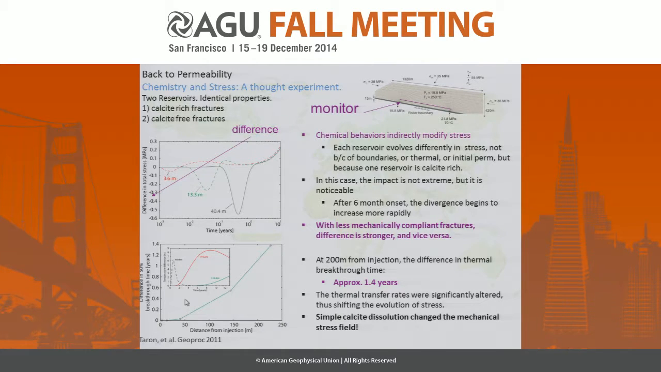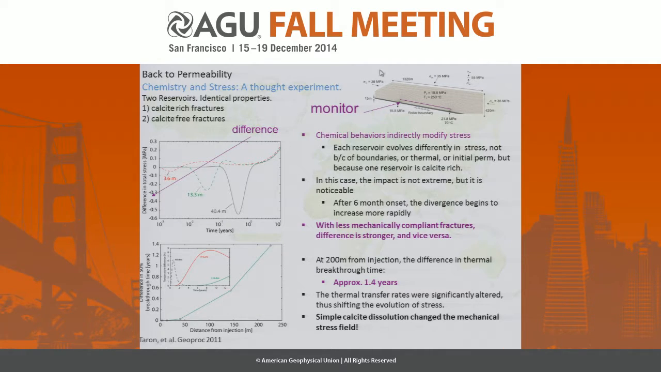And in this case, if you look at the difference in thermal breakthrough time, where we're injecting at one side and withdrawing from another, then between the calcite and the non-calcite reservoir, you have a breakthrough time difference on the order of a year or 2 years.